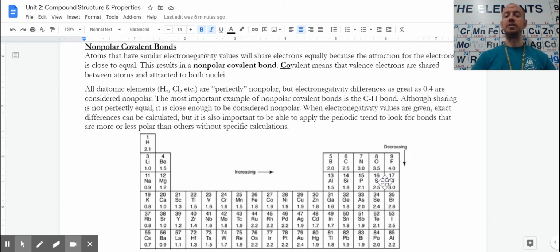So generally, two things that are right next to one another, there may be some polarity, but it is fairly small. And then as we go farther away, as you go 2 to 3 away, or if you go down and over, then that's when you're definitely going to see a bond that becomes polar.